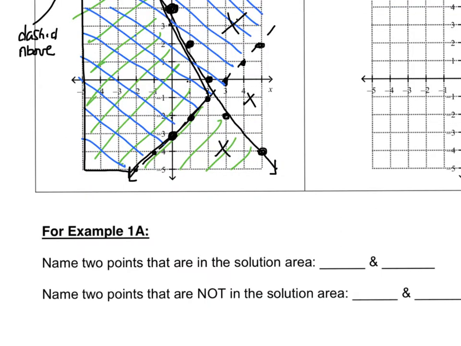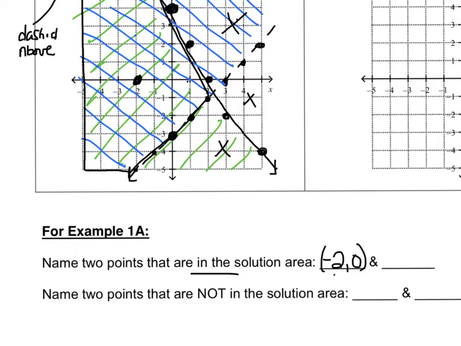We can use that info to name 2 points. I'll name 1 point and you're going to need to name another. So I'm going to pick a point that is in the solution area. So how about right here? That's in the solution area. -2, 0. Now you pick one that also is in the solution area.